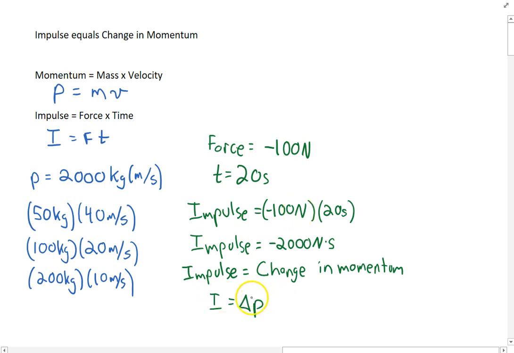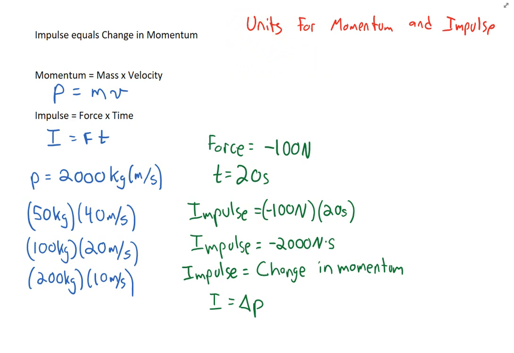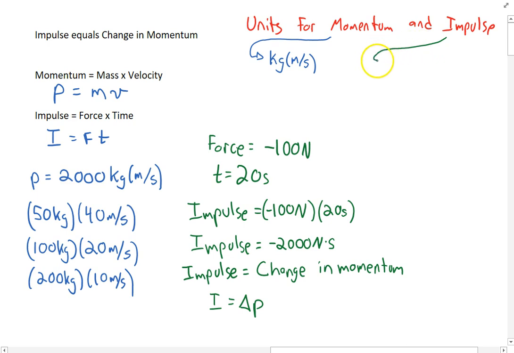Now here, I want to talk about my units for a second. So I'm going to do this at the top. Units for momentum and for impulse. So for momentum, I know that my units here are, I'll draw these over here. It's mass times velocity, so I always get kilograms times meters per second. Now for impulse, I get newtons times seconds.